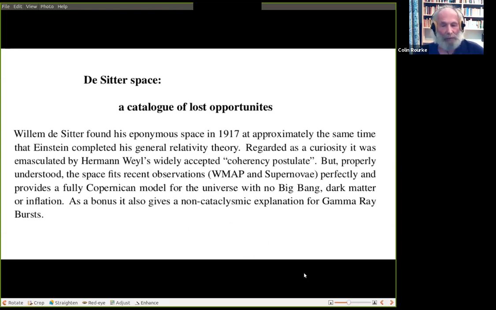For a long time, and still now, it's regarded as a curiosity. One of the problems with it was that a very influential mathematician called Hermann Weyl proposed something called a coherency postulate, which says that things can't appear suddenly. That means that when you look at de Sitter space, you only get half of it. But if you take the whole of de Sitter space, you get something that really does fit with all the modern observations. And I think it is basically what the universe is.